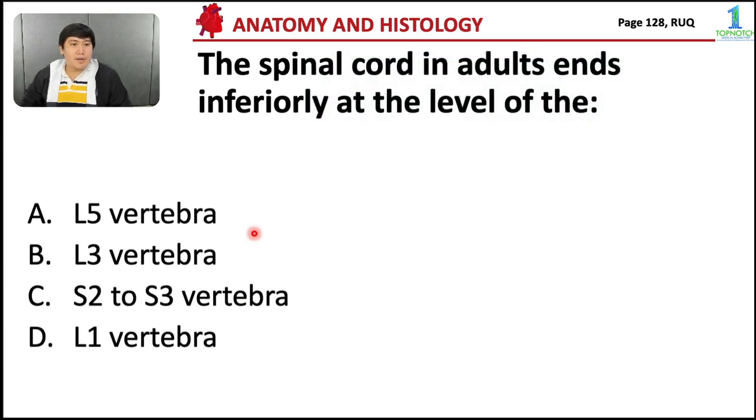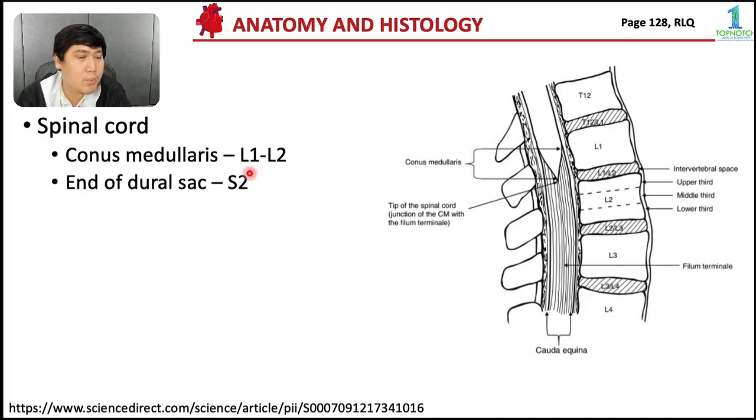Next, the spinal cord in adults ends inferiorly at the level of L1, okay? So it's between L1 and L2. While your end of dural sac, it's at the level of S2.